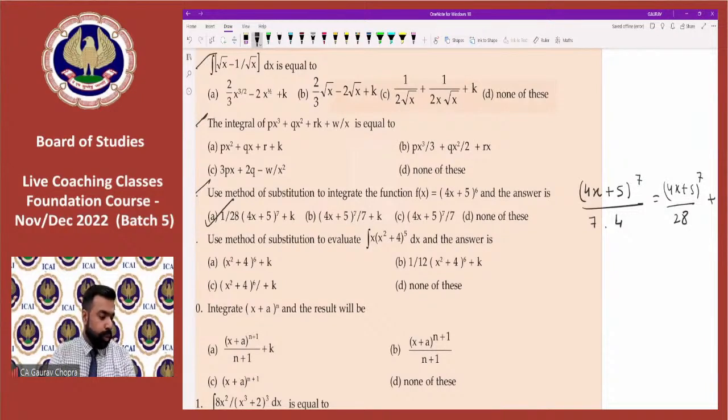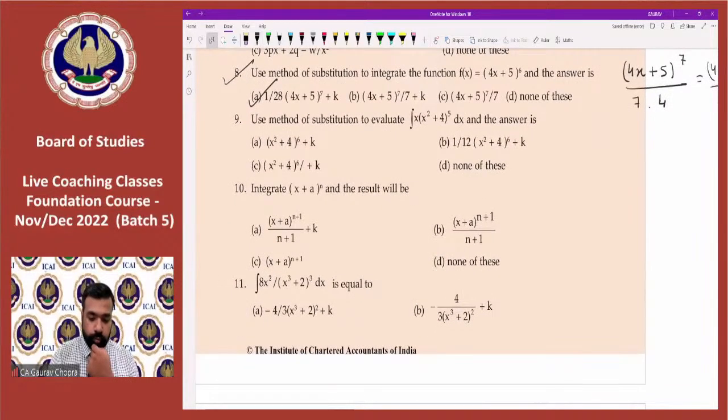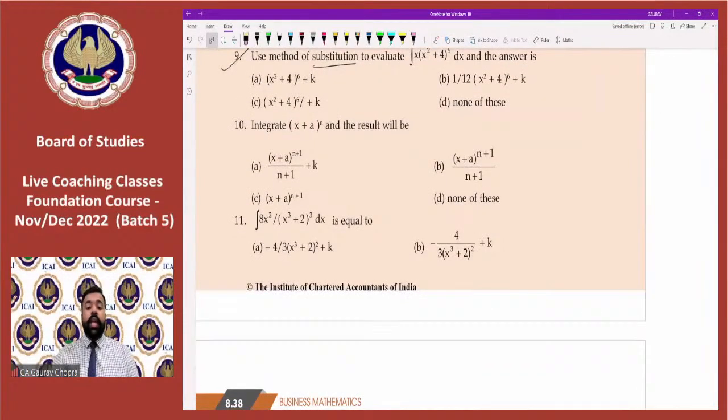Anushya Bhatt has also given the answers, Divya, Lakshmi, and Bhumika. So correct is option number A. Then 9 you can try using substitution method. Then question number 10, you can tell this orally. X plus a to the power of n. What will be the result? Very simple question. Question number 10.